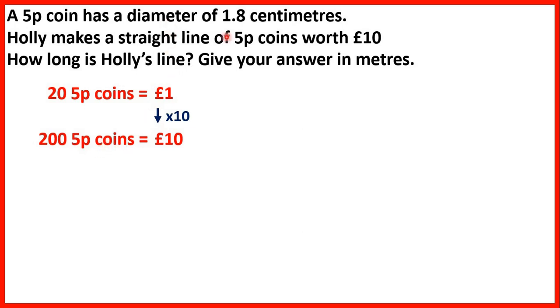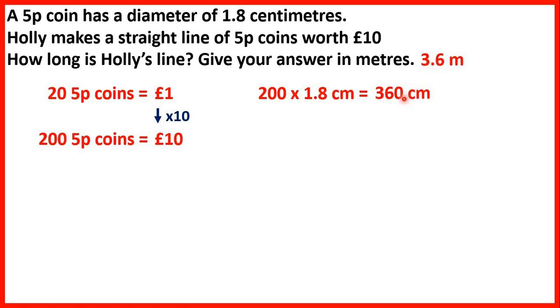Now each coin has a diameter, so a width or length of 1.8 centimetres. So we need to work out 200 times 1.8. That's 360. So the line is 360 centimetres, but we need to give the answer in metres. So to change centimetres to metres, we divide by 100, and 360 divided by 100 is 3.6.